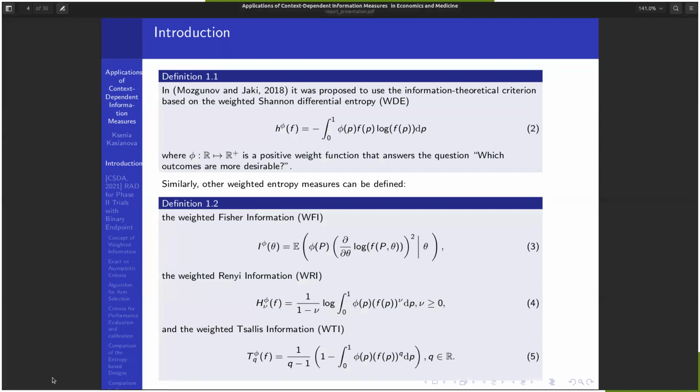Here in formula 2, you can see that for Shannon differential entropy, we multiply the distribution function f by the weighting function phi. And this function allows us to answer which outcomes are more desirable. The same can be done with weighted Fisher information, weighted Renyi information, and weighted Tsallis information. You can see the appropriate formulas here in formulas 3 to 5.